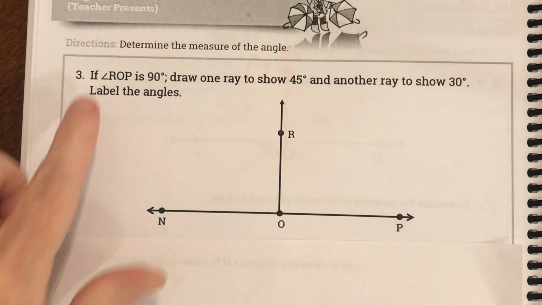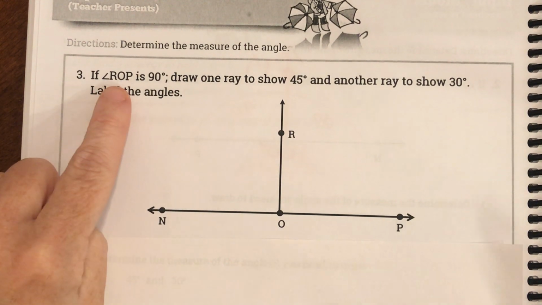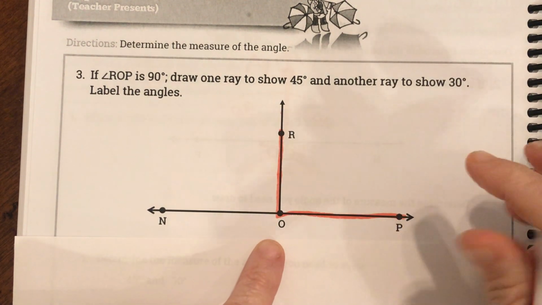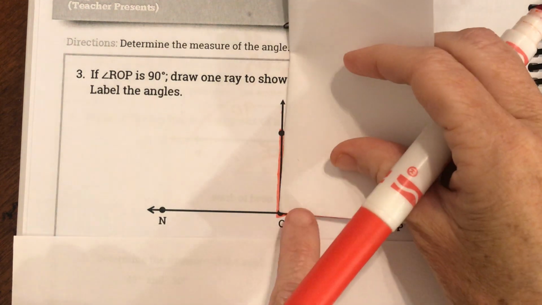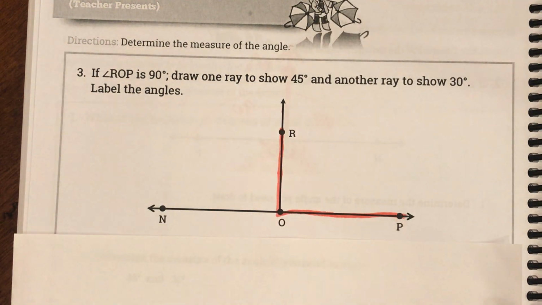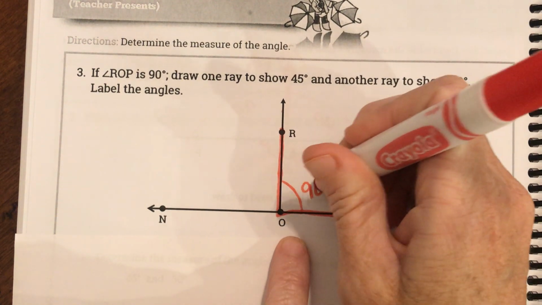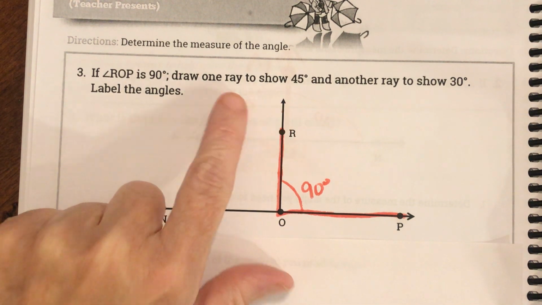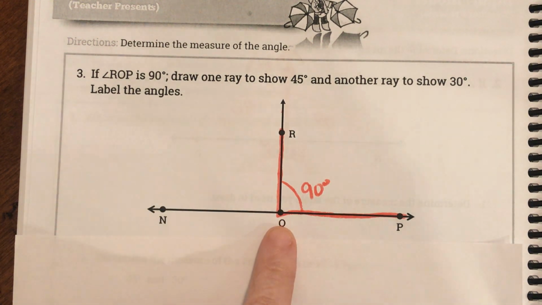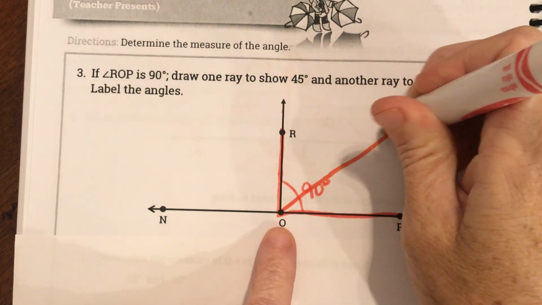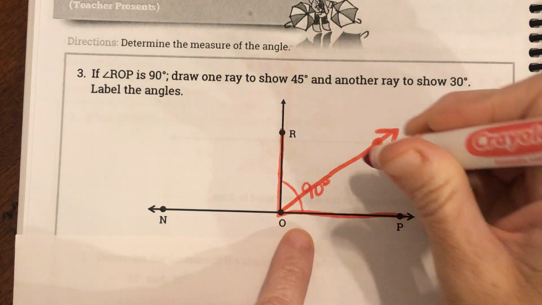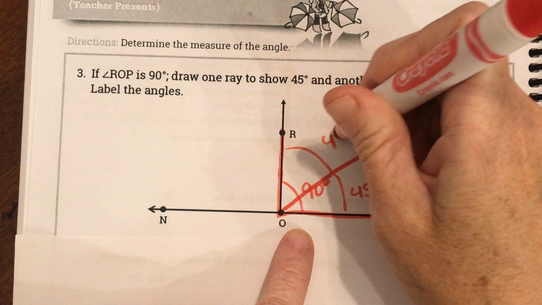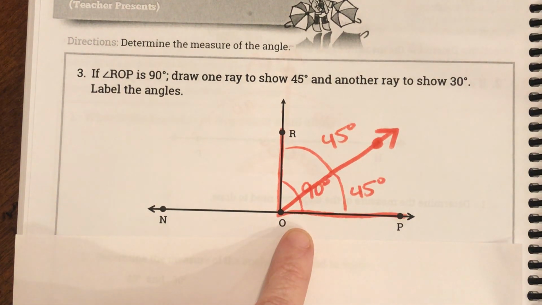This problem says, if angle ROP, so what are they talking about? Angle ROP, so this is 90, and I know that because I recognize that L. So every time I say it's a perfect L, it's 90. So they're telling me this is 90. They want me to draw one ray to show 45 degrees. Well, 45 is half of 90, so I need to cut this in half. And that means that this is 45 degrees, and that's 45 degrees. And together they would be the 90.